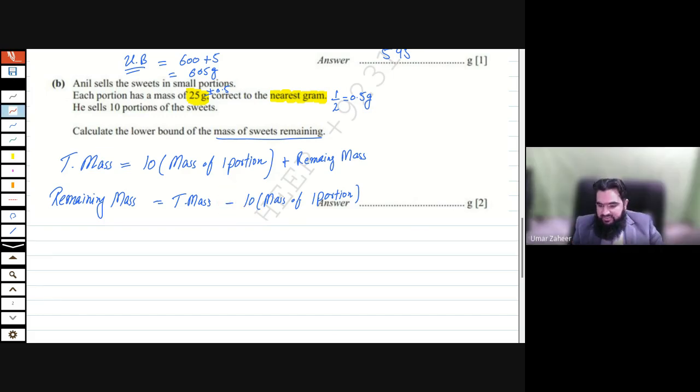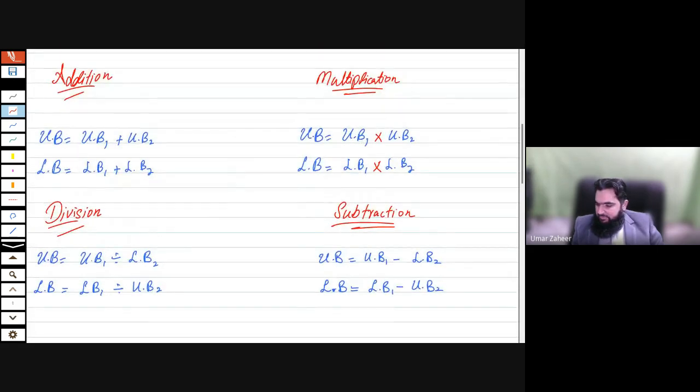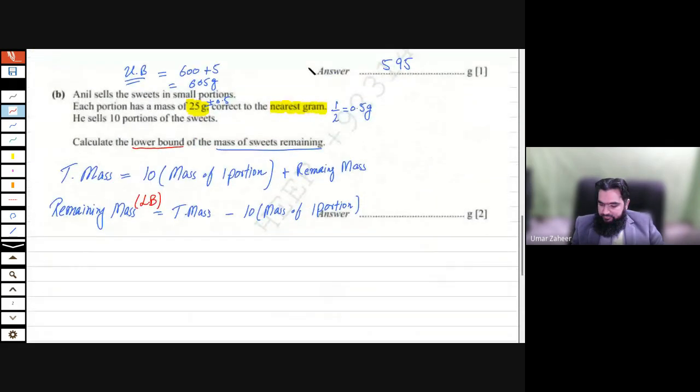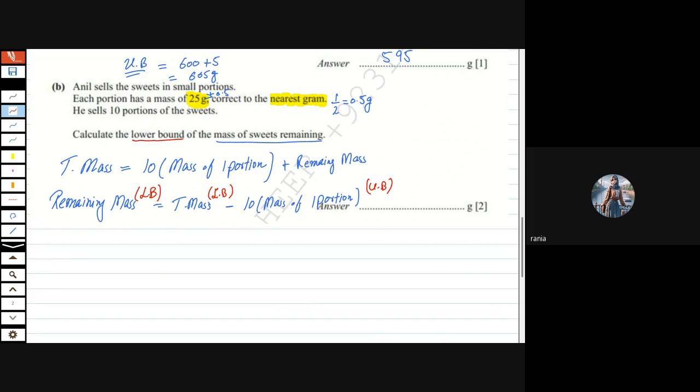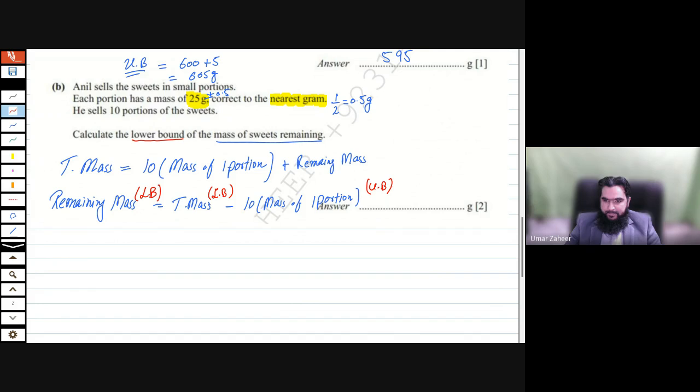And in the subtraction case, he says that you have to find the lower bound. Now you have to go up. In the subtraction case, we need to find the lower bound. This means that we will take the lower bound of the first value and the upper bound of the second value. It is clear? Yes, sir. Shayan, are you here? Iman, Yasir? Yes, sir.